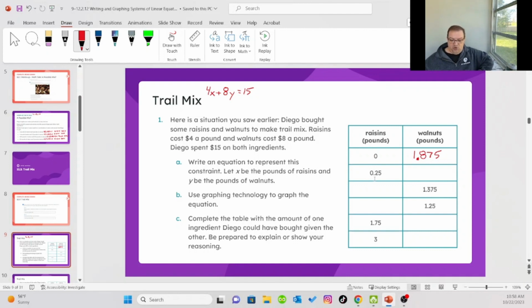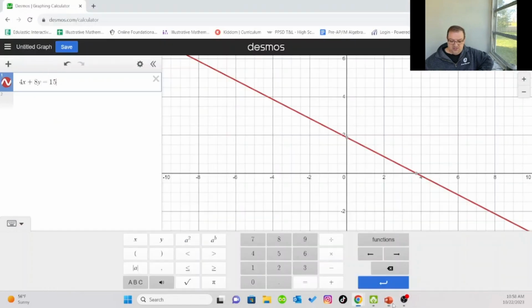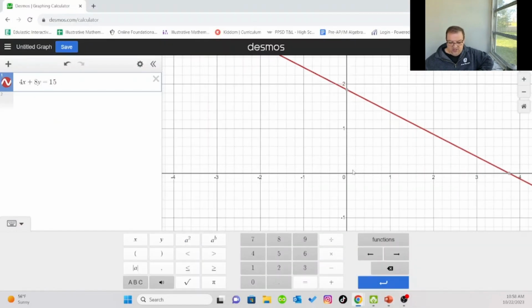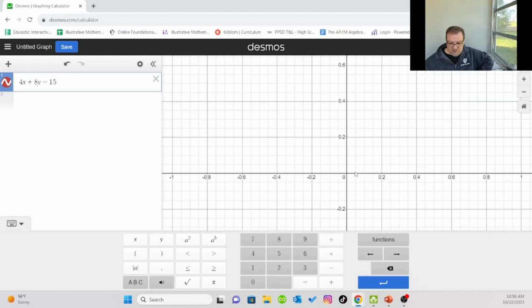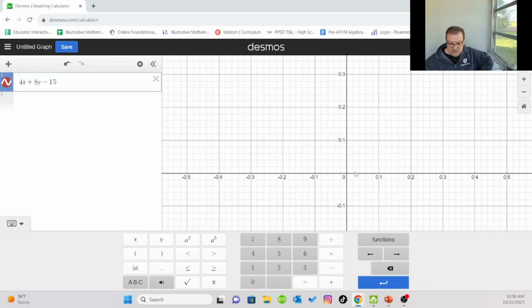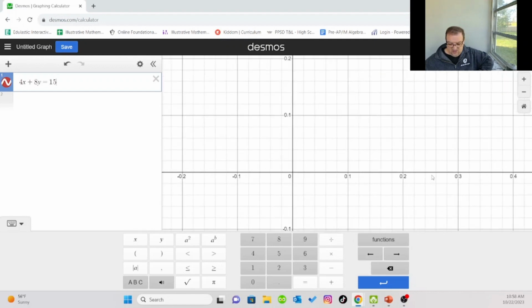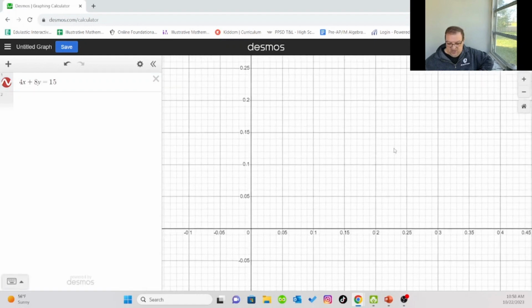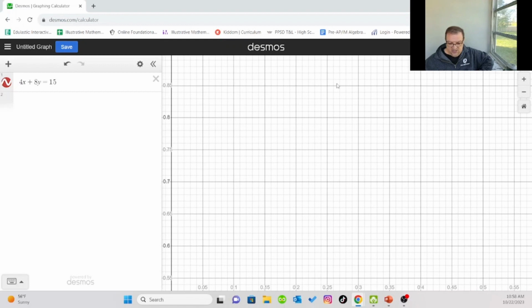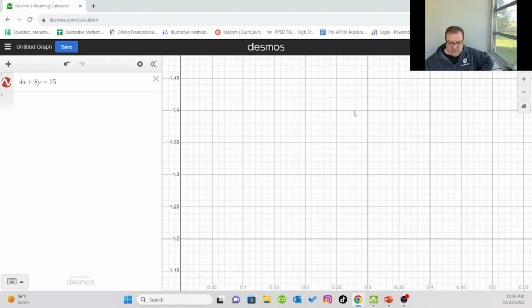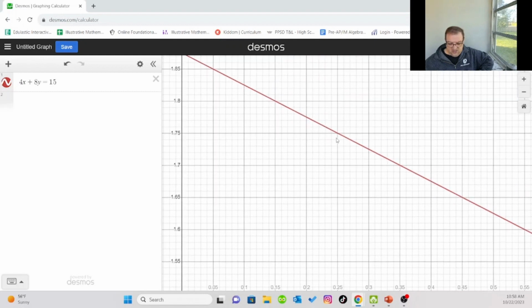Next, what if there was 0.25 pounds of raisins? So now we're going to zoom in until we can find 0.25. Now that we have 0.25, we're going to go up until we hit the line. And we can see that at X equals 0.25, Y equals 1.75.